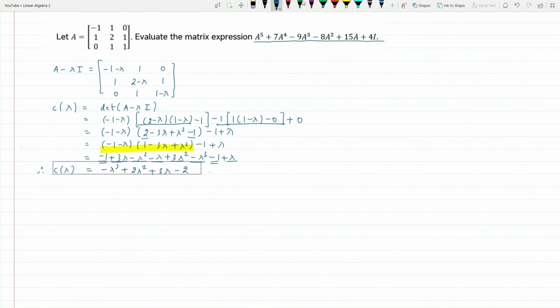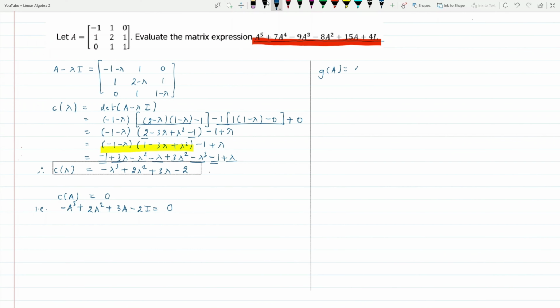Let us apply the Cayley-Hamilton theorem to our matrix A, and by it we know that C of A must be equal to the zero matrix. That is minus A cube plus 2 times A square plus 3 times of A minus 2 times the identity matrix is equal to the zero matrix of order 3. Coming to the question part, we wish to evaluate this expression. Let us call this polynomial as g of A.